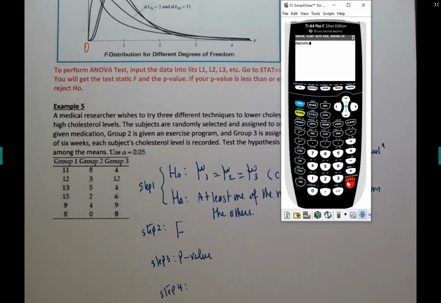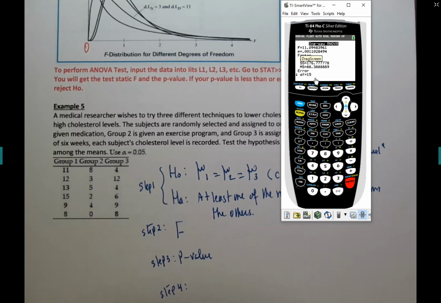How many categories? Yeah, you need to tell the calculator where the categories are. You have 3 different groups, so put L1, second and number 1, comma, second and number 2, comma, and second and number 3. Told you guys it's not a difficult test. Done, that's it. And enter. And here you go. The first value is the test statistic, it's F, and the second one is the p-value. Don't worry about the rest, guys.